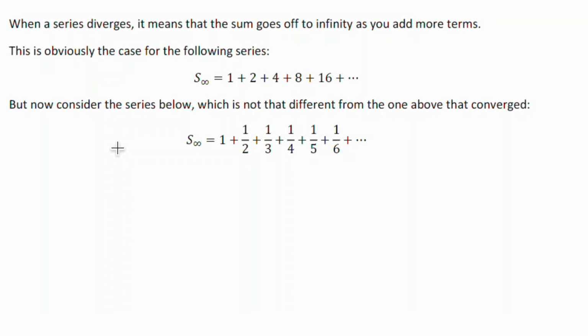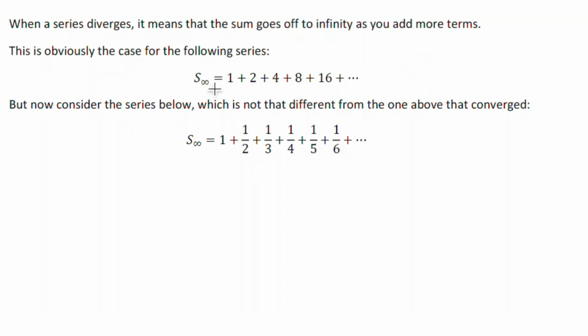In the previous video, we talked about what happens when a series converges. It gets closer and closer to a particular value as you add on infinitely many terms. Now we're going to talk about what it means to diverge, which essentially means as you add more and more terms on, it gets bigger and bigger and goes off to infinity.